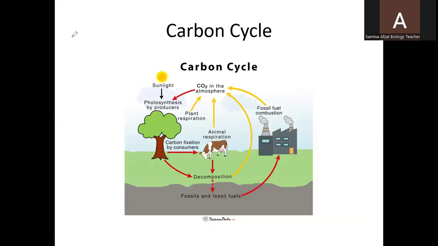And students, the source of energy from the outside of this ecosystem is sunlight. So green plants capture this sunlight for the process of photosynthesis. As a result of this photosynthesis, carbon dioxide is used in this process, and then there is formation of carbohydrate plus oxygen. So oxygen is added into the environment and carbon dioxide is used for the process of photosynthesis.